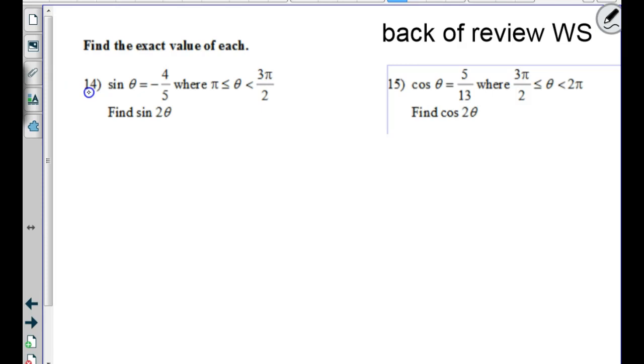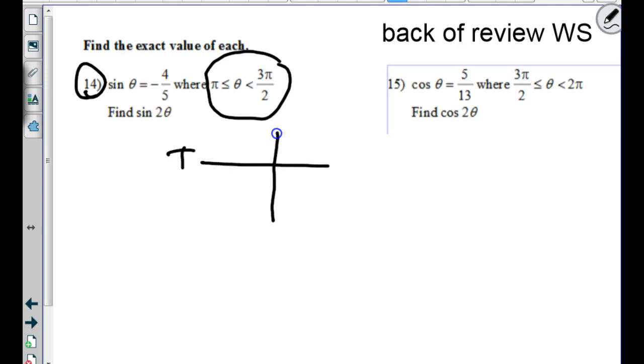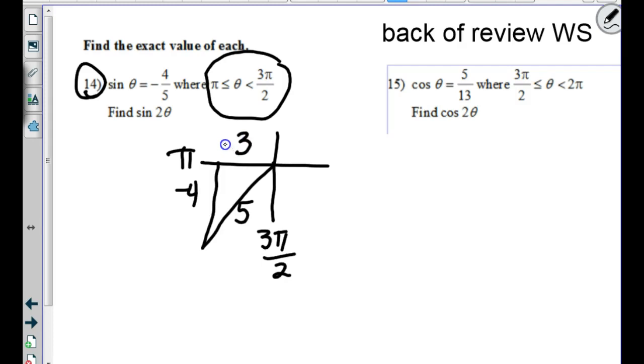This question, where do you draw this? What is this telling you? Pi, 3 pi over 2, yes? Okay, so draw your triangle, and it says the sine is opposite over hypotenuse. If you do Pythagorean theorem here, you get what? But it's going to the left, so it's got to be negative. Okay, what is the trade for sine 2 theta?